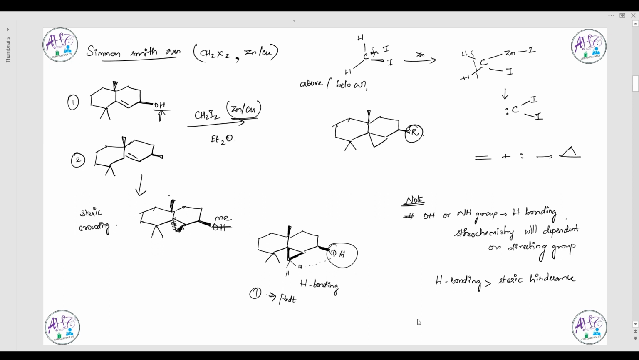So majority of the time, in question papers, the Simmons-Smith reaction is a very repeated question. So again, what are they checking there? They will ask where the stereochemistry of your product is formed. So you should know this one.